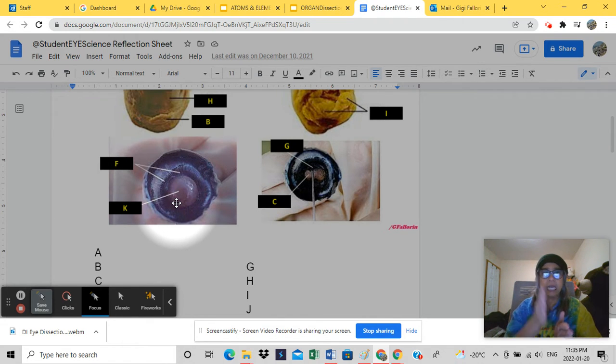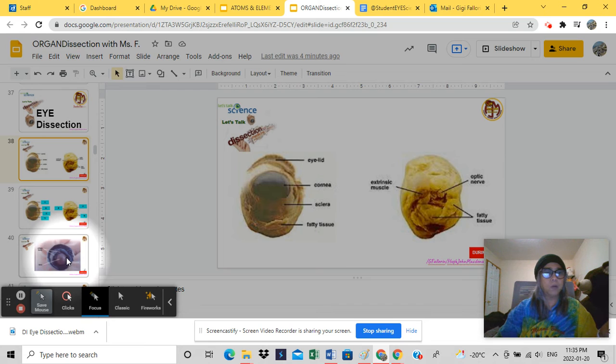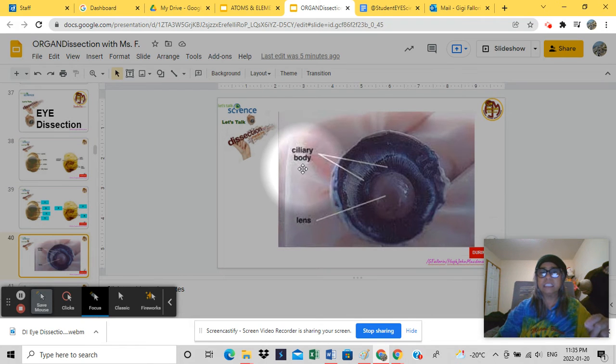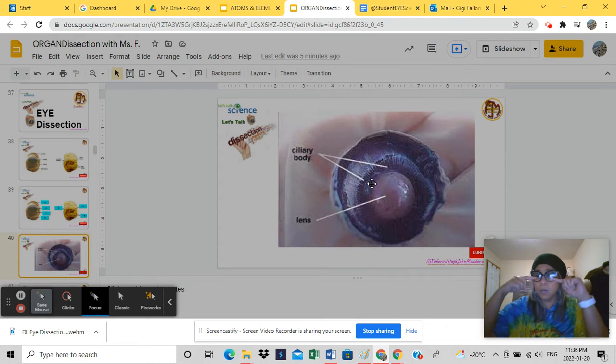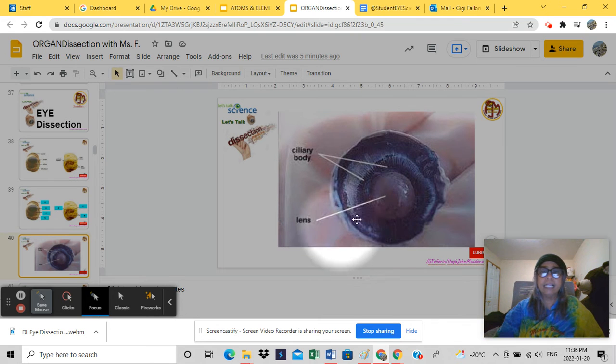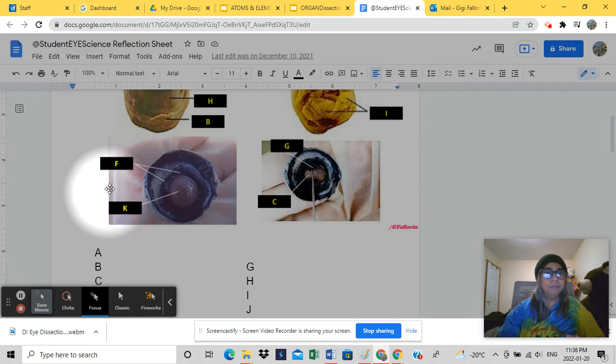Now, interestingly, when Mr. M and Miss Ali cut up the eyes, this is what they got. And of course, this would be the ciliary body, kind of like your eyelashes, and the lens, like a small marble there. So that you could figure out now what would F be or the K. How about this part, the G and the C there?